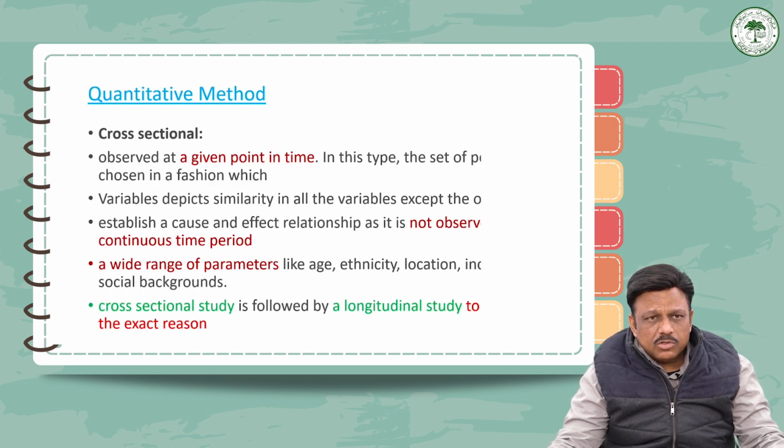Then another is cross-sectional research, which can be done in this quantitative method. A cross-sectional study is an observational type of method in which a set of audience is observed at a given point of time.